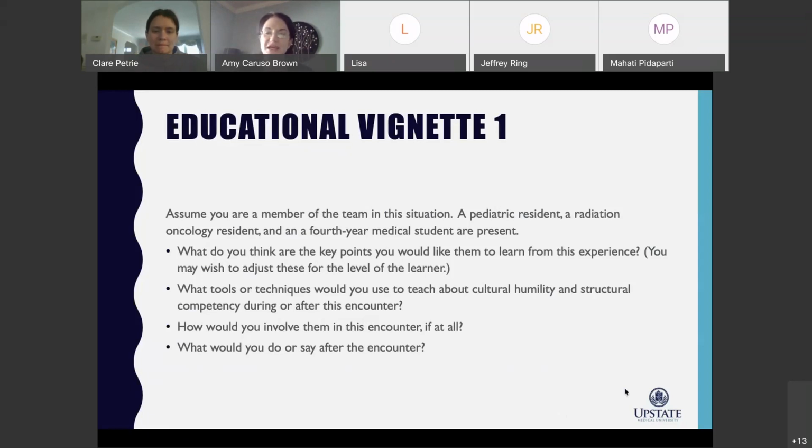What are the tools or techniques that you might use? How would you teach about this? And we've gone through some of the ones that our faculty thought were useful in terms of debriefing and reflection afterwards. But are there other tools or techniques that you might use either during or after this encounter? And Tabitha said, I was just going to bring that up.